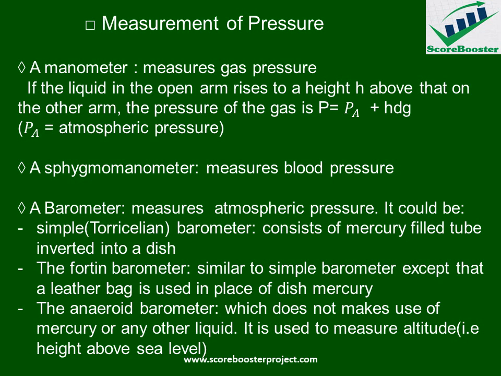You know, of course, in our previous lecture, one of the formulas for calculating pressure is height times density times acceleration due to gravity. Therefore, in a manometer, the pressure generated will be Pa, that is atmospheric pressure, plus the new pressure generated, which will now be hdg. Another device for measuring pressure is the sphygmomanometer.